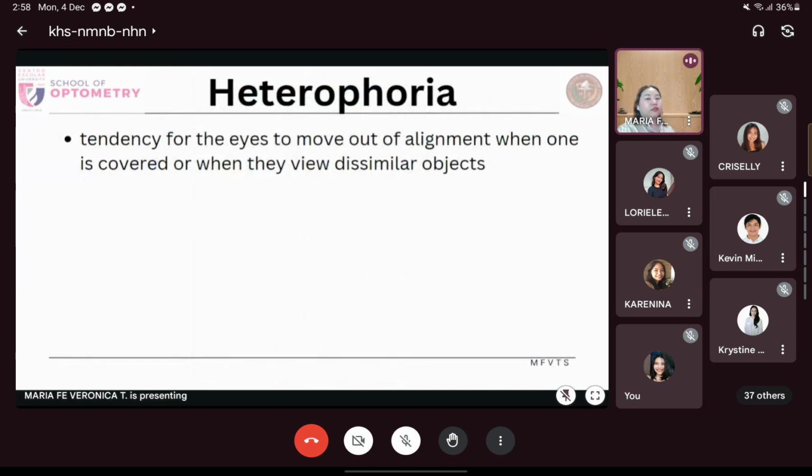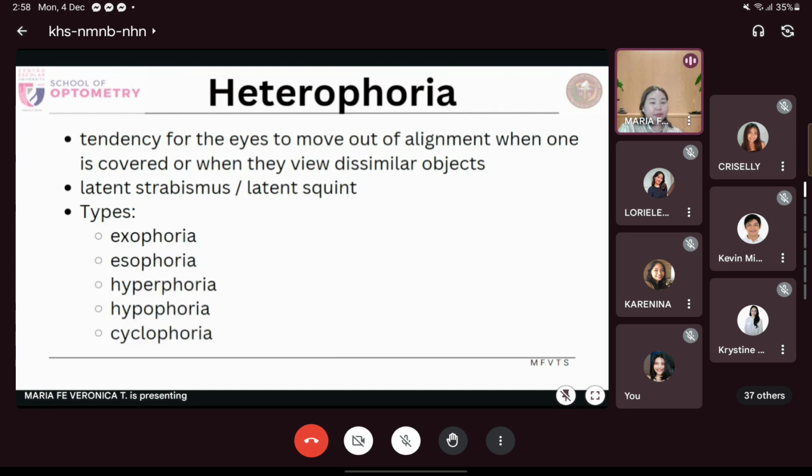Okay, so heterophoria, this is the tendency of the eyes to move out of alignment when one eye is covered, pero usually after the obstruction, babalik na ulit sa normal position yung eyes natin. So this is just a tendency. So it is also called latent strabismus or latent squint. Then yung types is exophoria, esophoria, hyperphoria, hypophoria, and the cyclophoria.